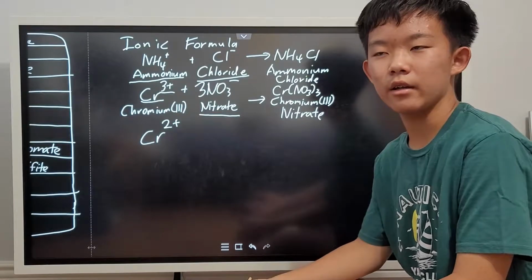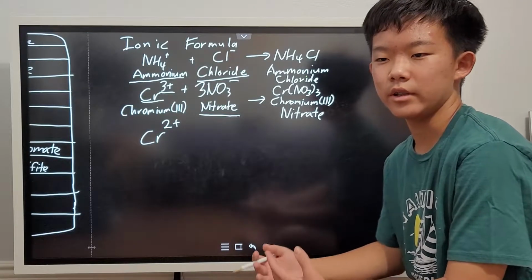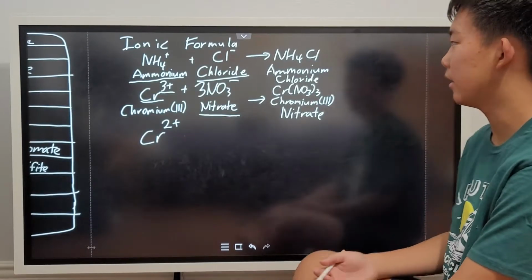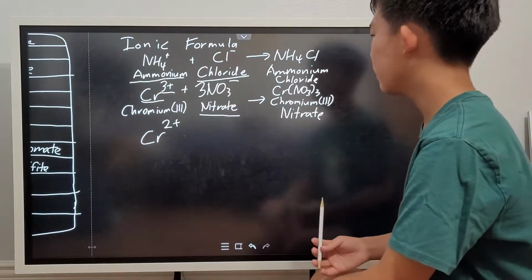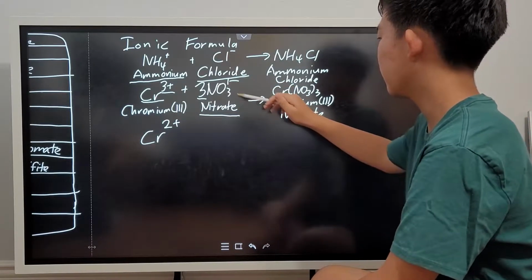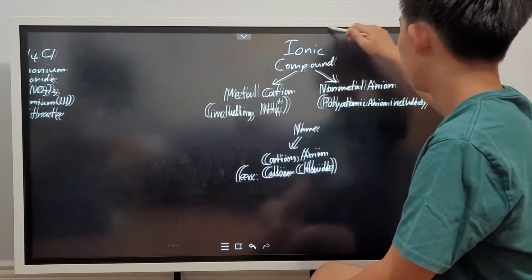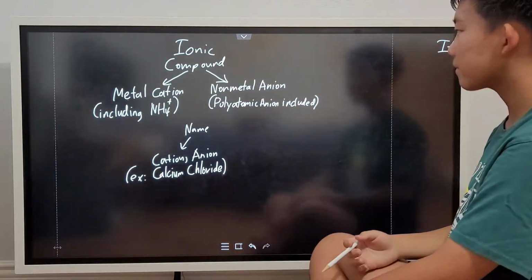Now when you put an ionic compound together, the total charge must always equal 0, otherwise it's still going to be an ion. So here, it's only logical to put 3 nitrate ions because nitrate's charge is only 1 minus. Let's move on to some more info.